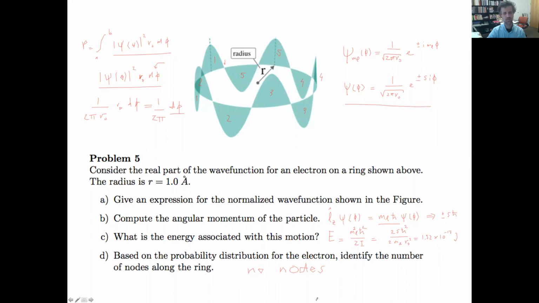So it's a little bit of a trick question, but this is actually a very important realization for the particle on the ring. The modulus square of the wave function is constant everywhere, which means there's an equal chance of finding the particle anywhere along the ring. And that is an important physical thing to remember about the particle on the ring.